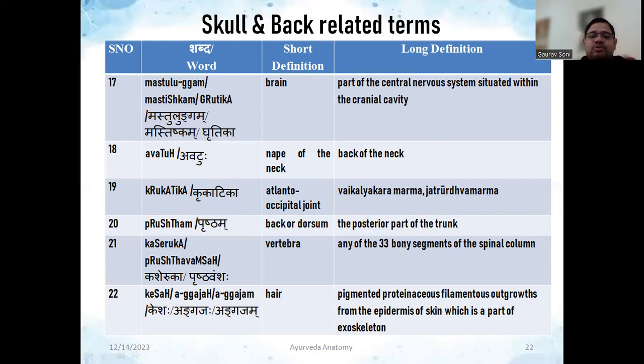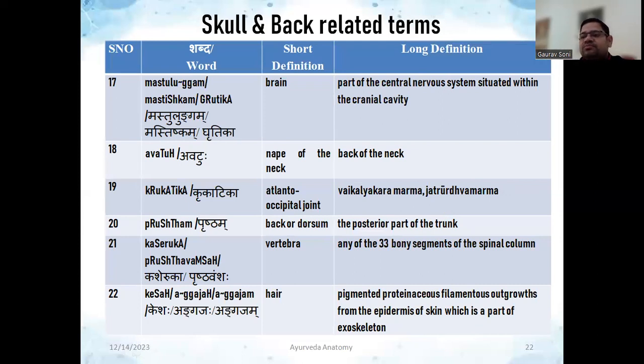So this is Avatu. Then there is Krikatika. Krikatika is the name of a joint. It is also a nerve. It is the joint between atlas and occipital, that is atlas and occiput, where our head is kept on the axis and rotates. So this is also a type of Jatru Urdhva Marma. Then there is Prishta. Prishta means backside. The whole of the back can be called Prishta.